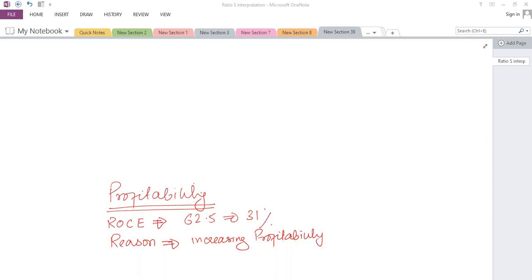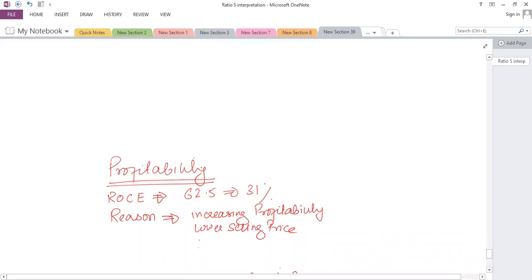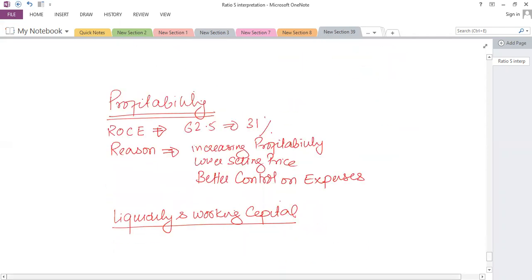Its revenue is low as compared to this, and you can talk about lower selling price. That's why revenue is low, but better control on expenses. You can talk about better control on expenses in profitability. This might be the reason. You can also talk about the capital employed, right? Now look in capital employed.